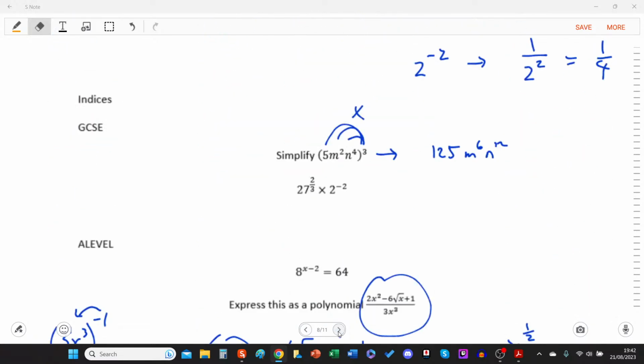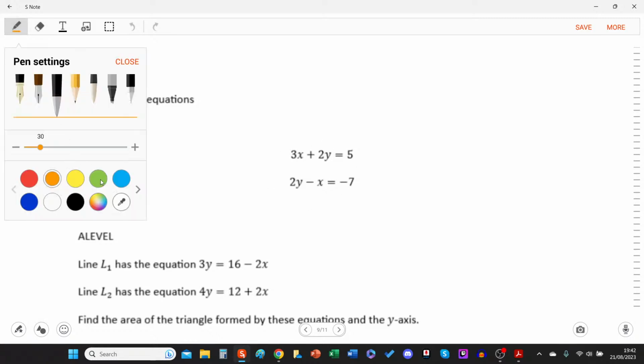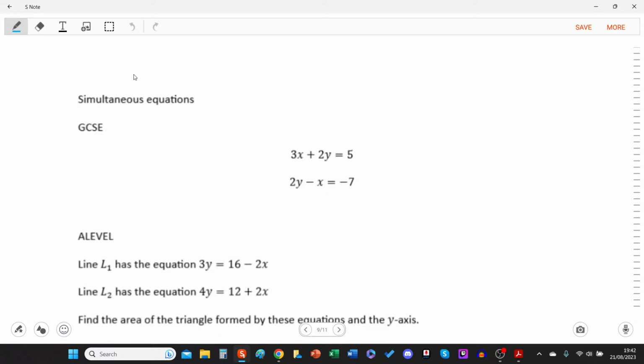Right, let's have a look at another topic and see how it changes. Good old simultaneous equations. Anyone really enjoy them from GCSE? It's really nice when they're like this, isn't it? Because you could do that whole method where you're deciding what you're going to be adding, or whether you're going to be taking these away.